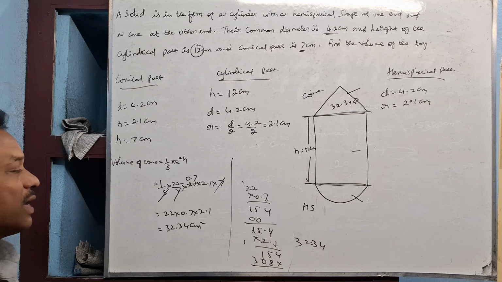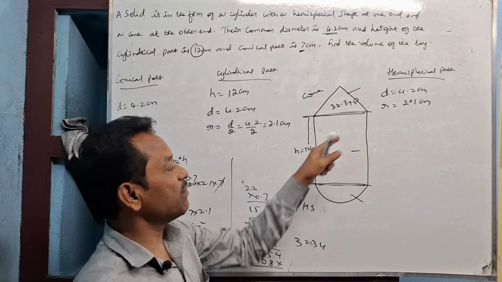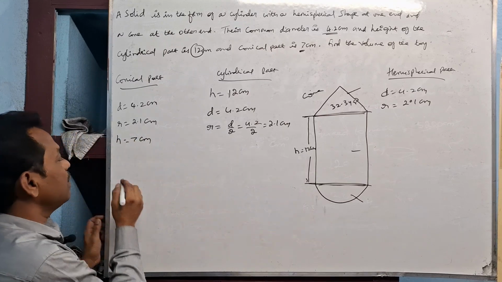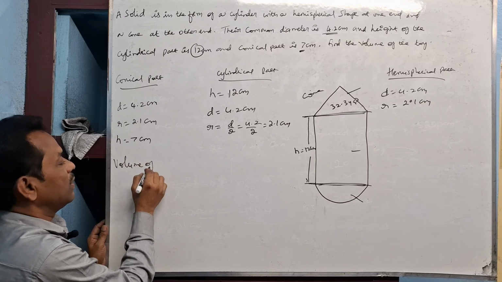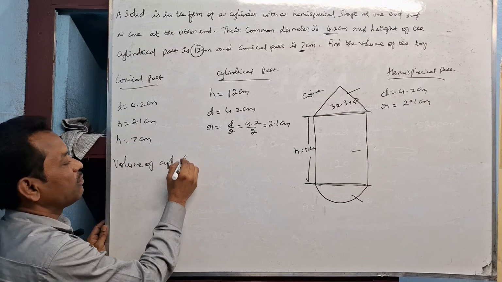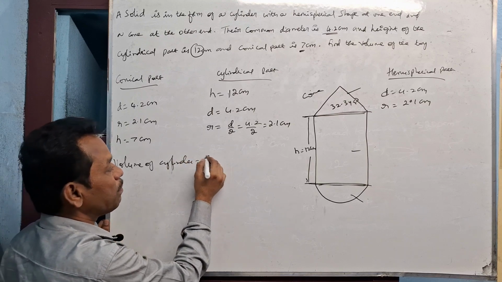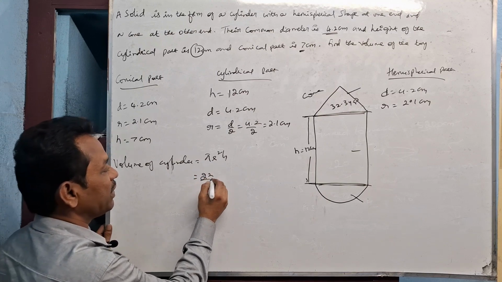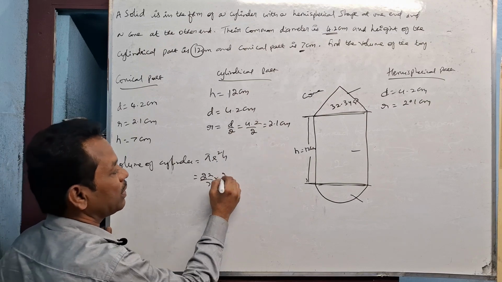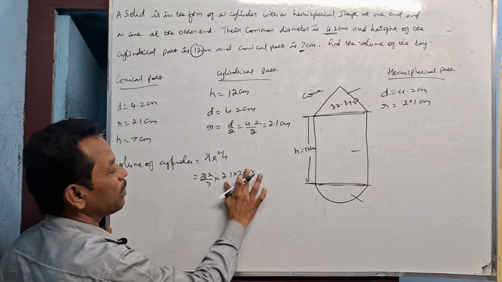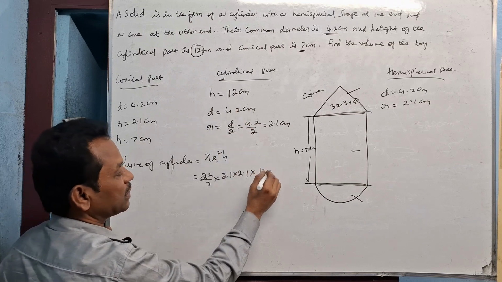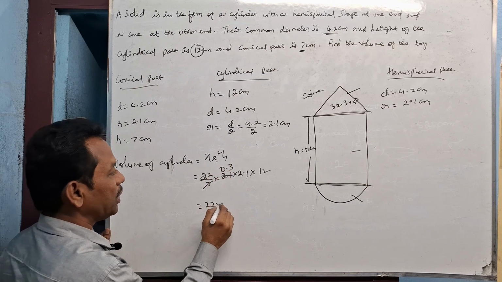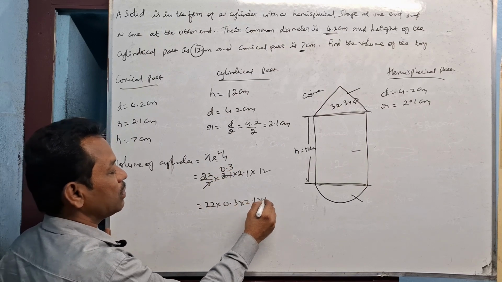Understood? Right. In the next case, we'll find the volume of the cylinder. We'll use the formula pi r square h. Let me put the values: 22 by 7 into the radius 2.1 into 2.1 into the height 12 centimeters. So 7 into 0.3, so here we have 22 into 0.3 into 2.1 into 12.